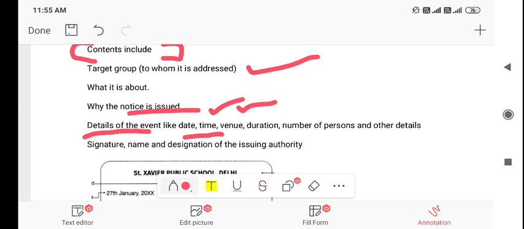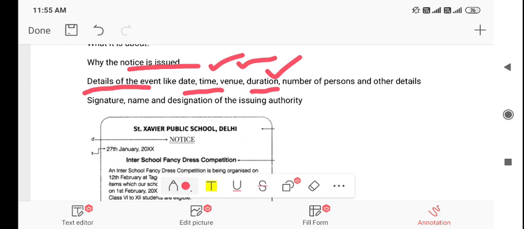For example, in school, if there is any hall, auditorium, or playground where that particular event is going to be conducted, we have to mention that also. And duration, for example, the debate is going to be conducted during the CCA period, the period of co-curricular activities, or in the PT period, the physical training period, or in the second period. So we have to mention the duration and the venue also. All those things we have to mention, and at last we have to write the person who has actually issued the notice, who has actually written the notice.